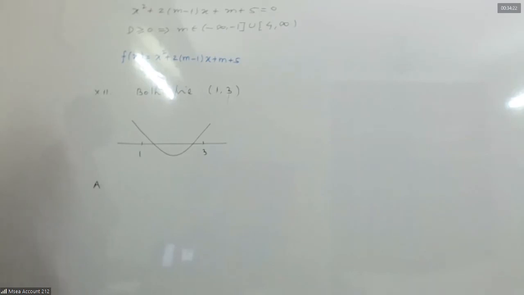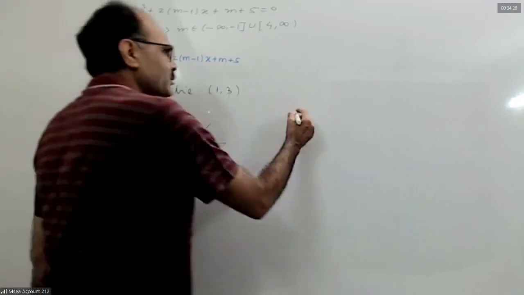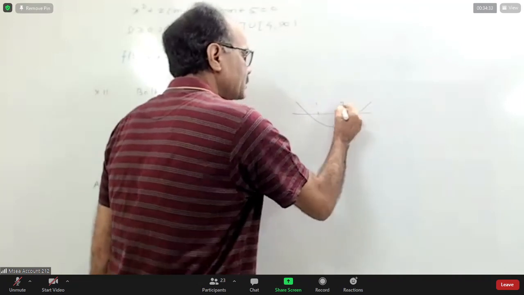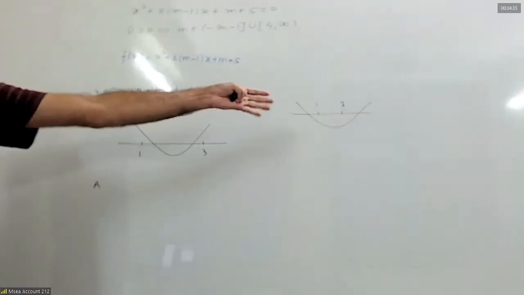F of 1 into f of 3 is greater than 0. There will be many cases for that. We don't need that. That will be only possible if exactly one root is here. This type of things we don't want.